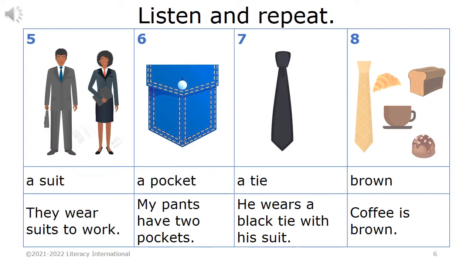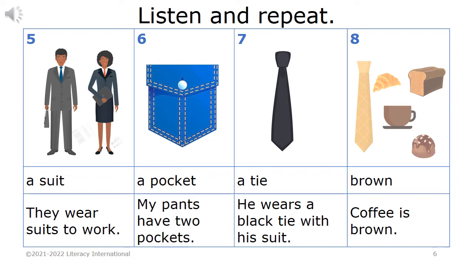Listen and repeat. 5. A suit. They wear suits to work. 6. A pocket. My pants have 2 pockets. 7. A tie. He wears a black tie with his suit.